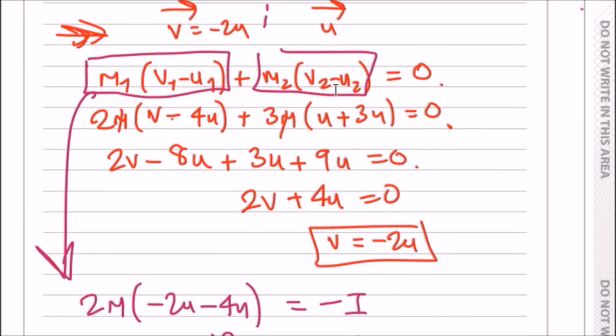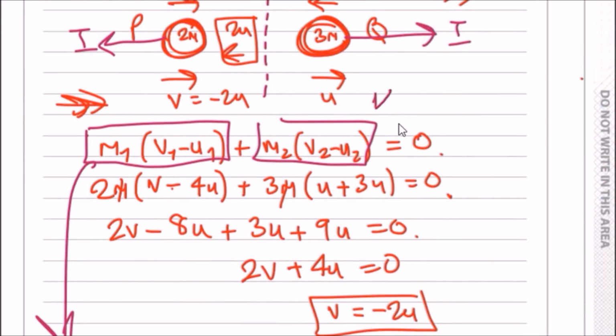Try for the right hand side. You should get the same thing. Why? Let's double check. u plus 3u is 4u, times 3 is 12. So again, this one is also 12mu.